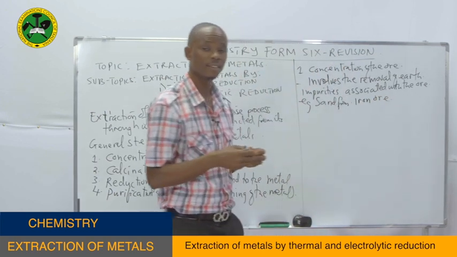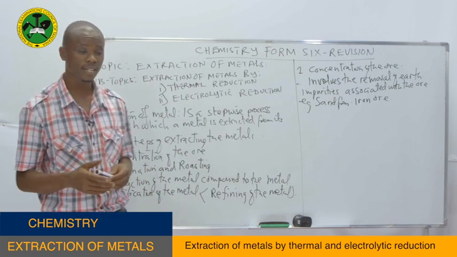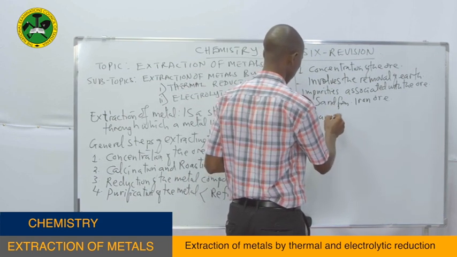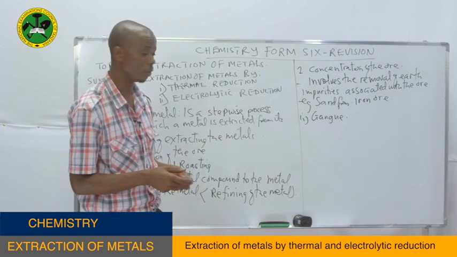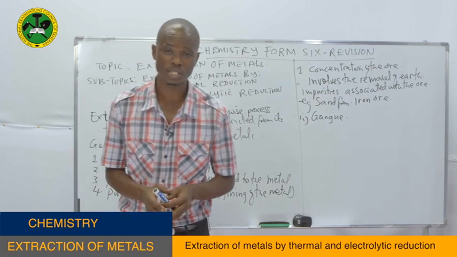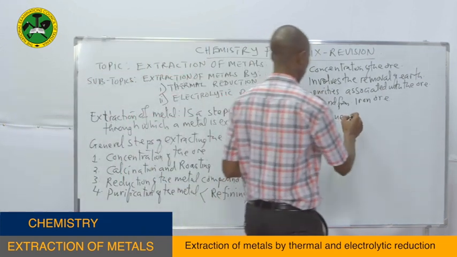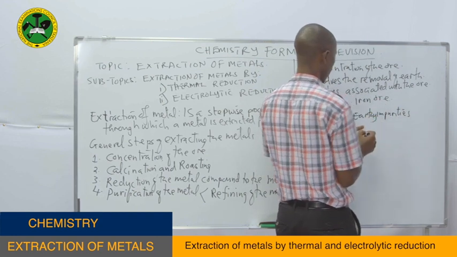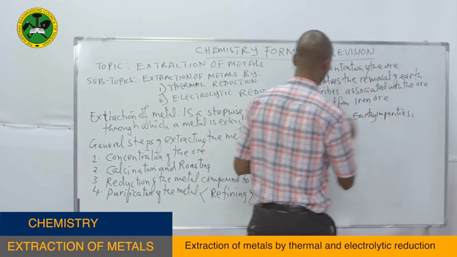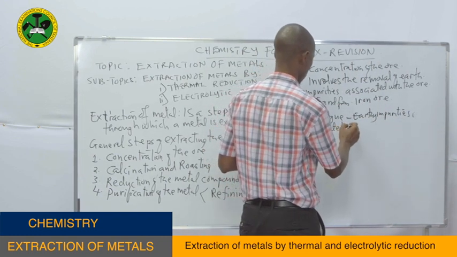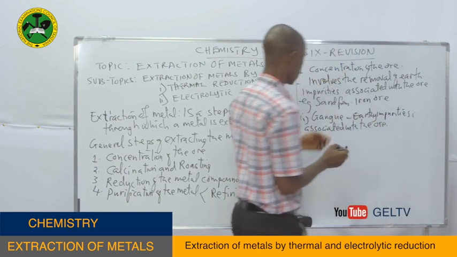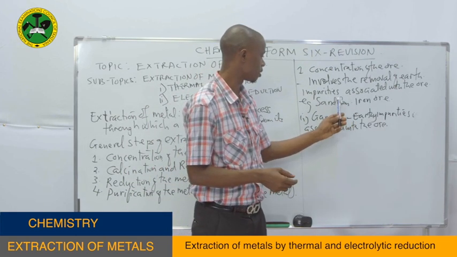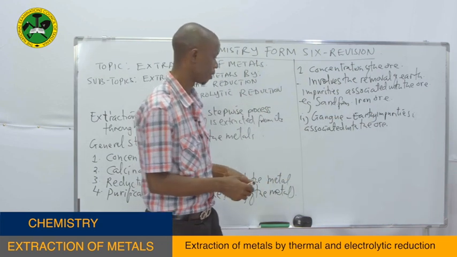Now, here there are terms that it is very nice for us to understand. The first term that we can discuss is the gang. When we talk about the gang, we are talking about the earth impurities which are associated with the ore. That is the meaning of gang. Just like I said, for example, sand is a gang. That means it is found contaminated with iron ore.